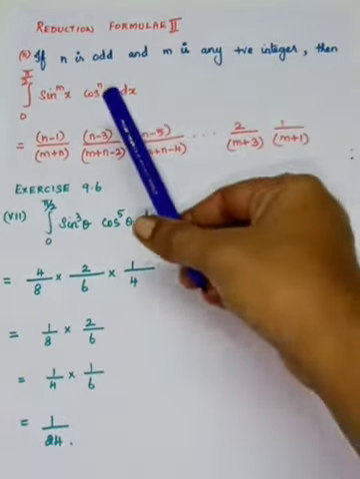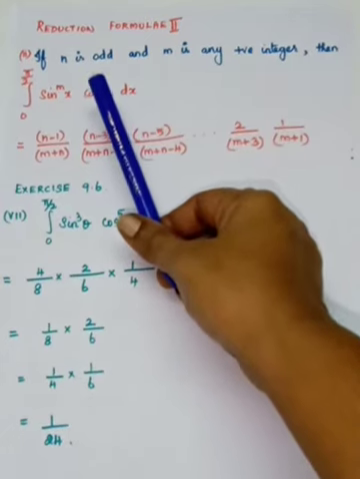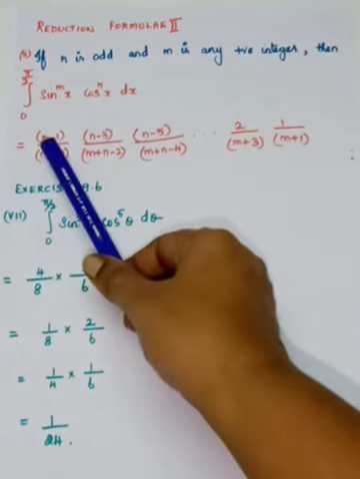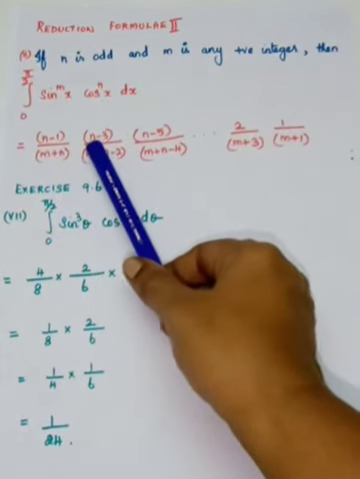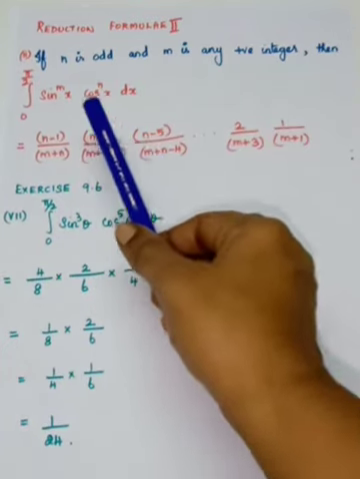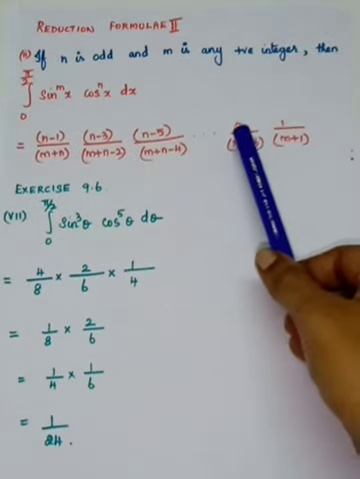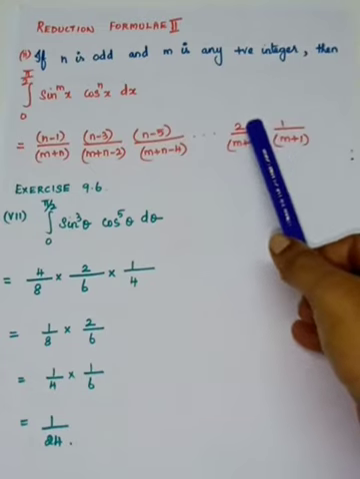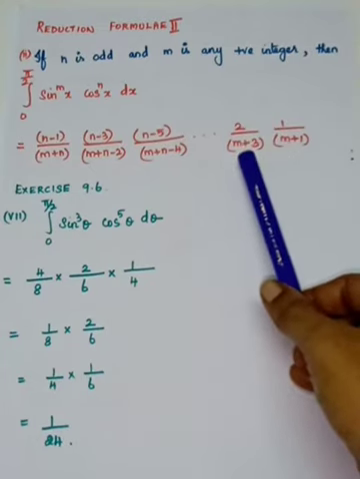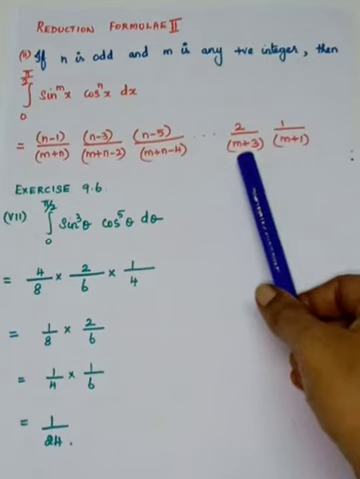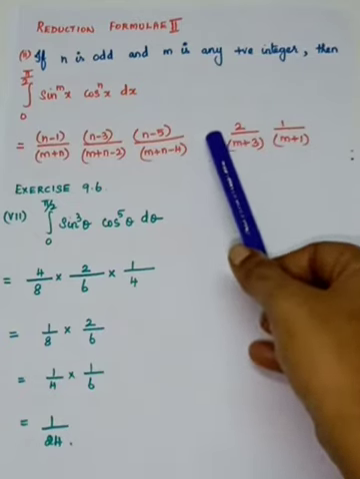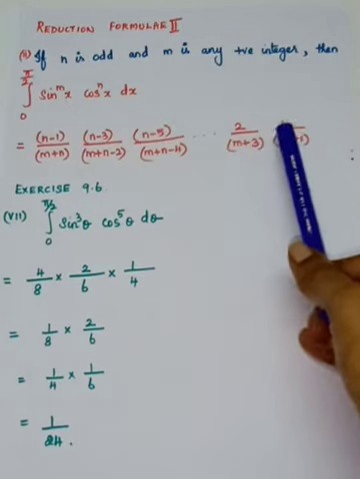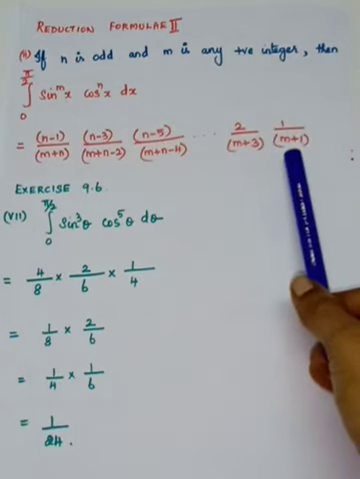Okay, if n is odd, the power of cos x is odd, you have to start with the power of cos x. So it is n minus 1, n minus 3, n minus 5, like that it goes on, and it will definitely reach 2. 2 is in the numerator, the denominator should be m plus 3. Automatically it will come. Otherwise you have to see this 2 divided by m plus 3. Okay, next you have to write 1 by m plus 1.